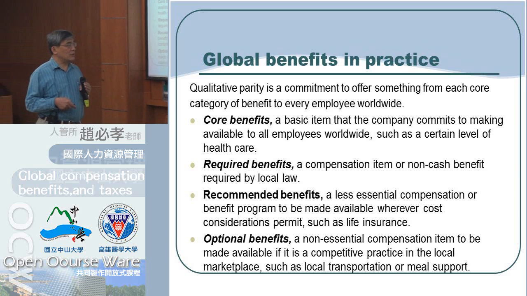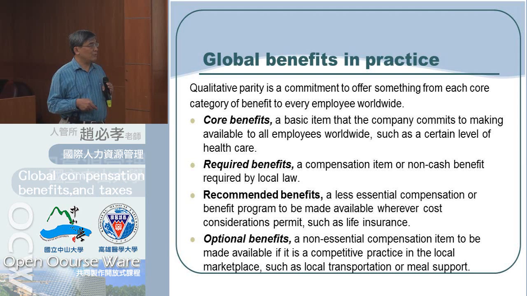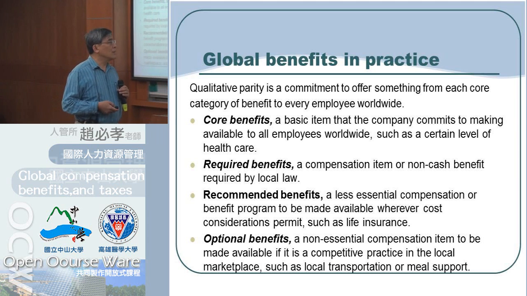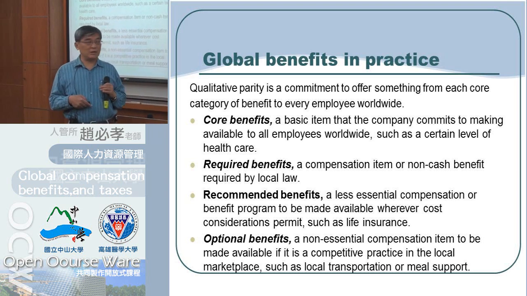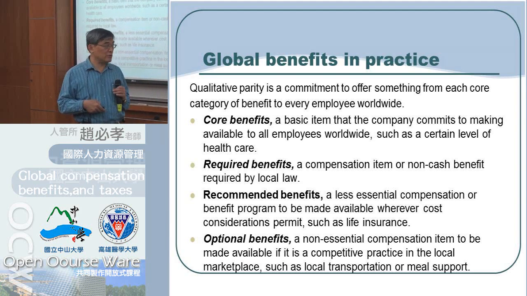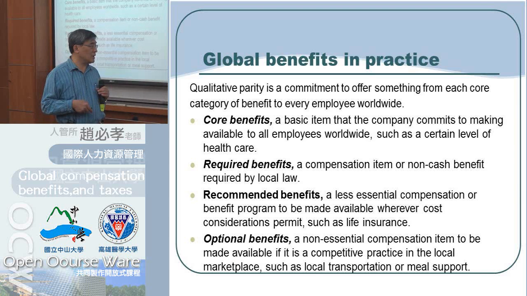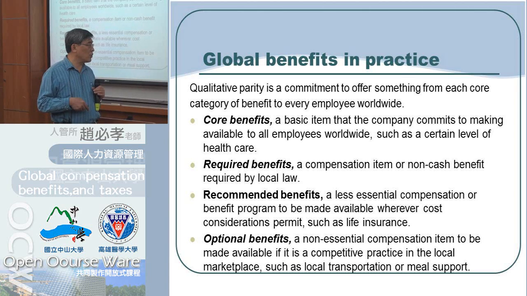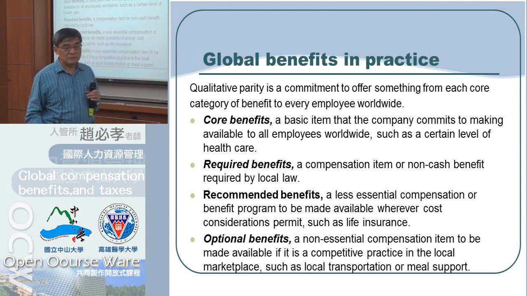And some is the recommended benefit. Okay, this is a less essential compensation or benefit program to be made available if cost considerations permit, such as life insurance. Okay, and the last is the optional benefit. Now, these are not required and non-essential, right? This compensation item is made available if it's the committed practice in the local marketplace, such as local transportation or meal support.